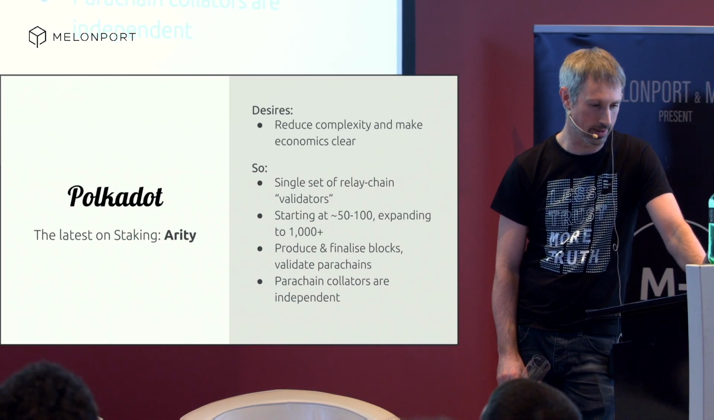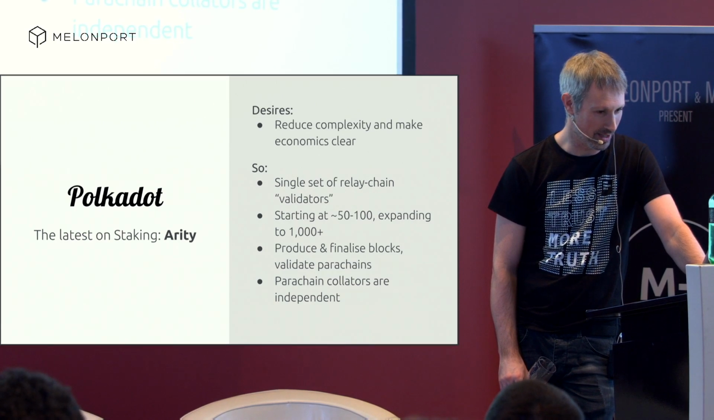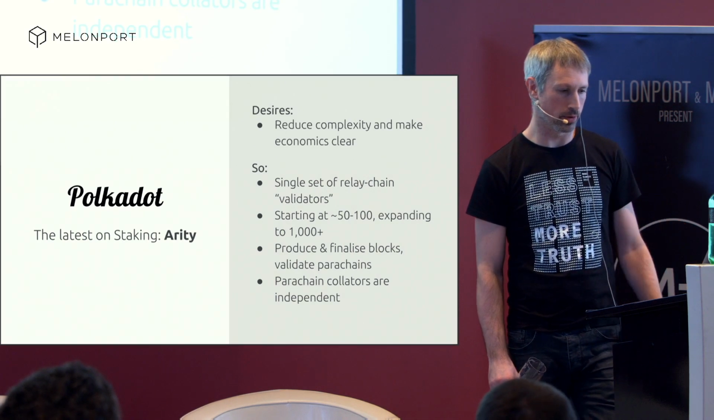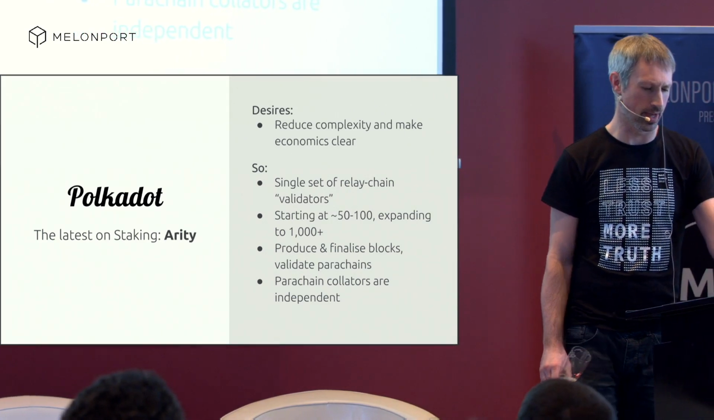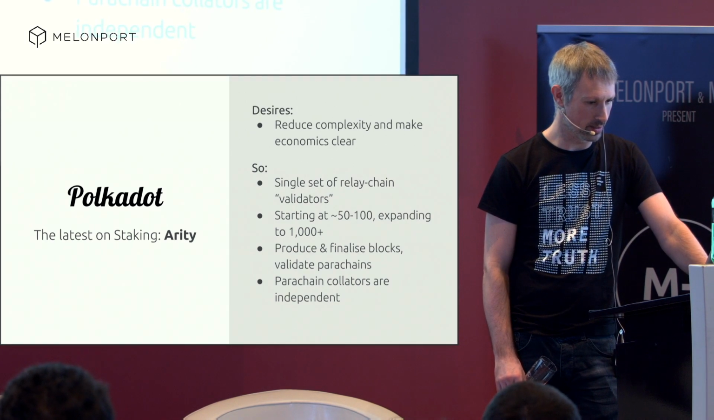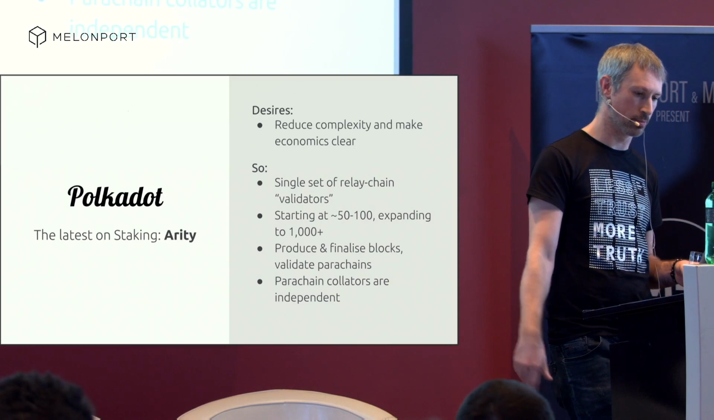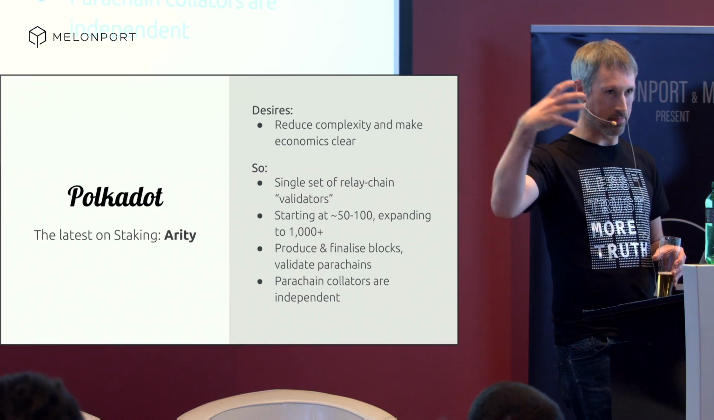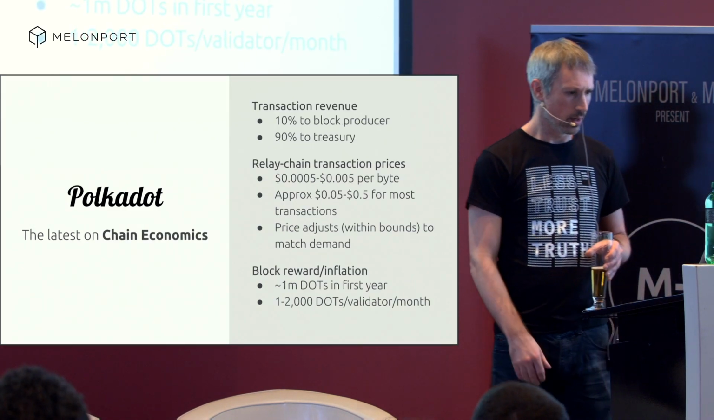So in terms of developments within Polkadot, and again, this is a pinch of salt. Don't quote me on this six months later, please. The number of validators that we're looking at on Polkadot will probably be between 50 and 100 at the beginning, increasing to 1,000 or so once it's fully deployed. Those validators will all do basically the same thing: produce and finalize blocks and validate parachains. The collators of parachains are the ones that actually maintain the individual shards, if you like, the parachains. They're independent.